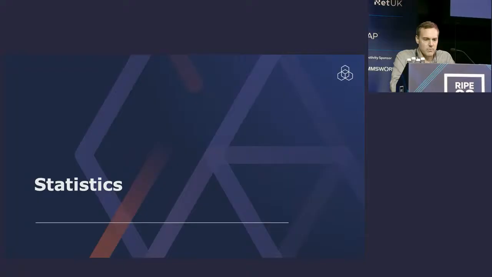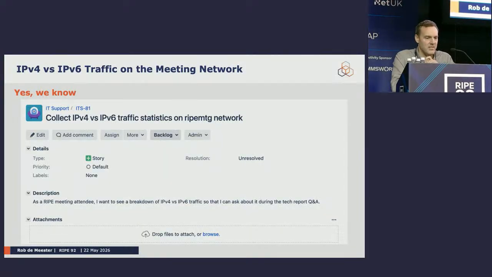Then lastly, some statistics. On this slide, I would have loved showing you the statistics of the IPv6 versus IPv4 traffic. I'm sorry to say we still don't have these. It's been on our wish list for a long time. Yeah, we only get so much time between meetings, and we have our regular jobs also at the RIPE NCC.